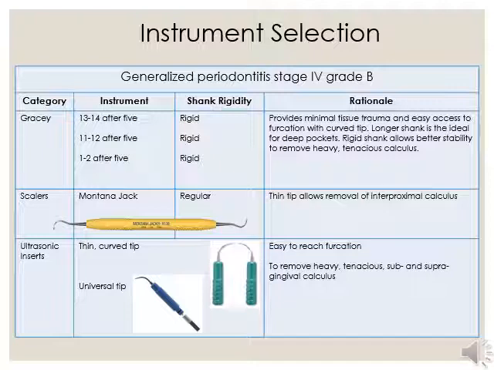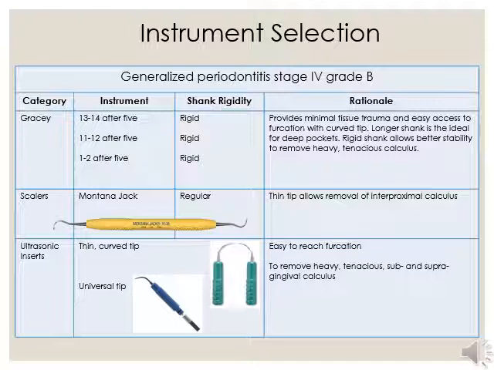I chose these curettes because curettes in general provide minimal tissue trauma and easy access to furcation because of their curved teeth. The After Fives have a longer shank, which is ideal for deep pockets. And the rigid shank helps us to have better stability to remove heavy tenacious calculus.